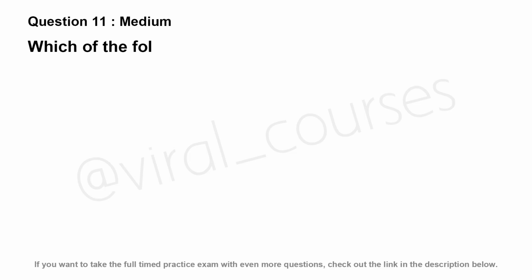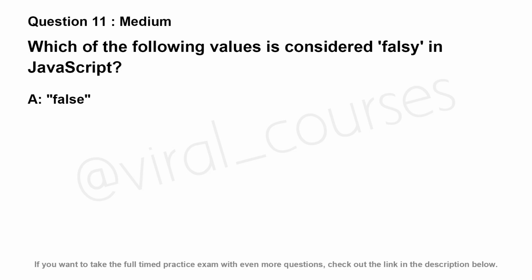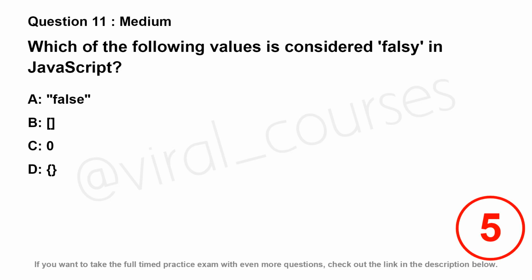Which of the following values is considered falsy in JavaScript? Option A, false. Option B, option C, 0. Option D.